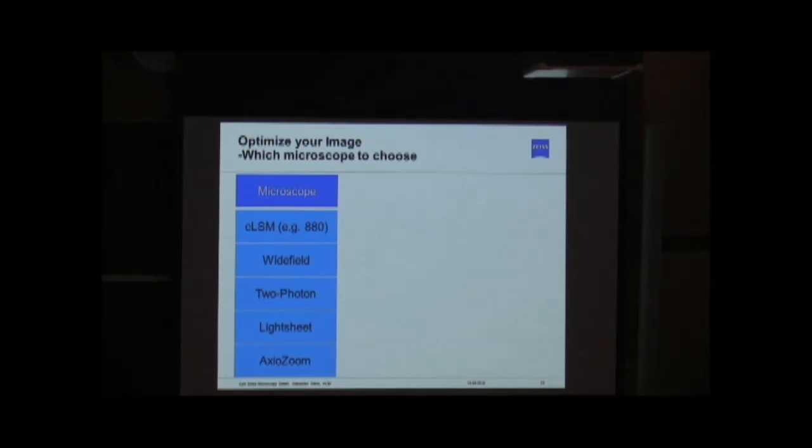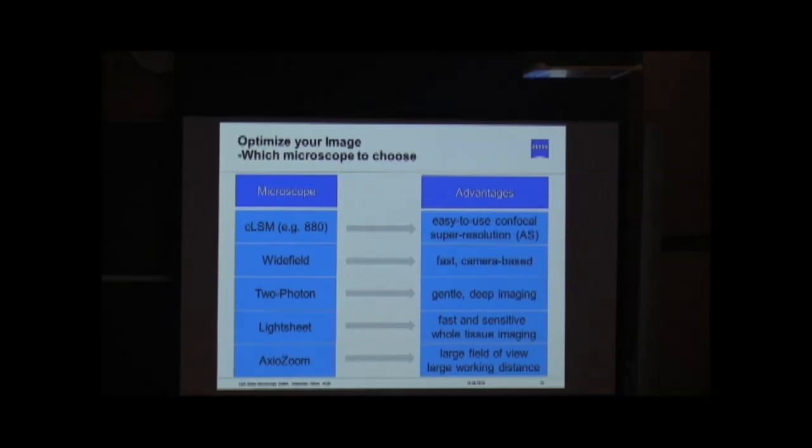Okay, now let's move on to the first, let's say, optimization parameter that I can actually talk about to a protocol, and that's the question which microscope to choose in order to optimize the image. In our imaging facility, we have different kinds of microscope systems. We have confocal laser scanning microscope systems, wide field microscope systems, two photon system, light sheet, and axial zoom system. And all of these different systems have different advantages. Depending on which advantage you actually want to receive, you have to pick one of these different microscope systems.